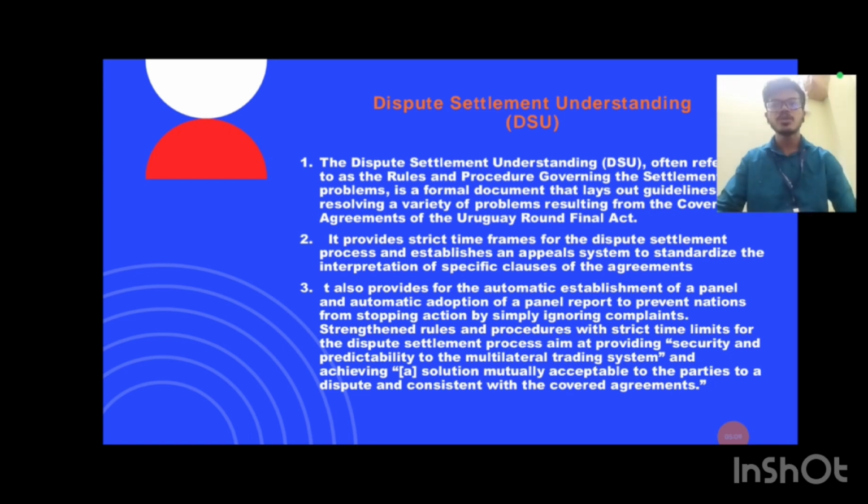The strengthened rules and procedures, with strict time limits for the dispute settlement process, aim at providing security and predictability to the multilateral trading system and achieving a solution mutually acceptable to the parties to the dispute and consistent with the covered agreements. The basic stages of dispute settlement resolution covered in the understanding include consultation, good offices, conciliation and mediation, appellate body review and remedies, which we will cover in the upcoming part of the presentation.